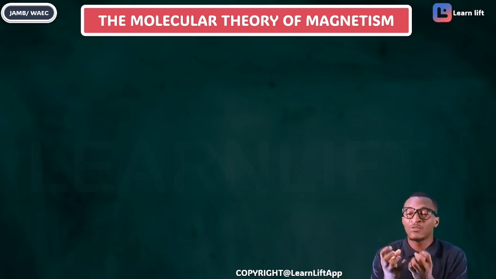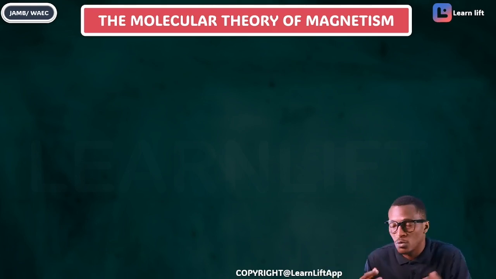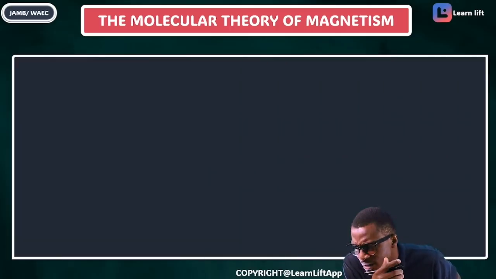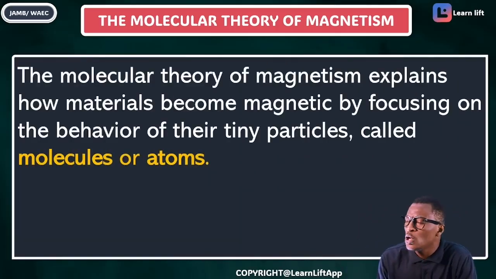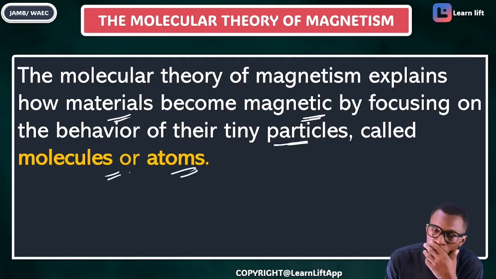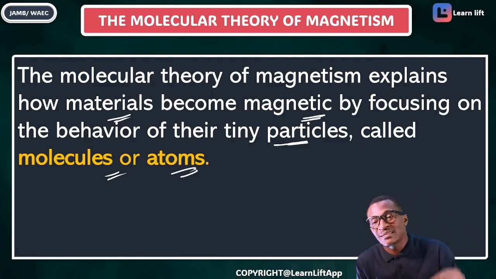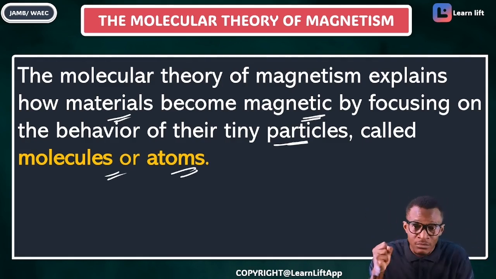First of all, you know that atoms form what? Molecules. So you are hearing them say atomic structure or molecular structure. Do you understand? Let's explain that. Take note that the molecular theory of magnets explains how materials become magnetic by focusing on the behavior of tiny particles called what? Atoms or molecules?